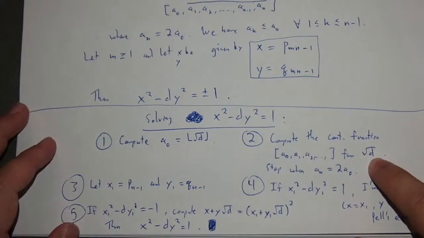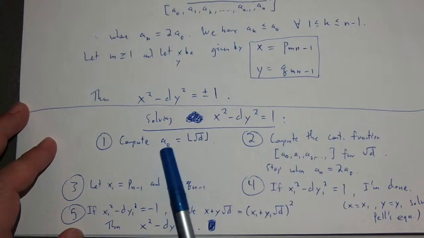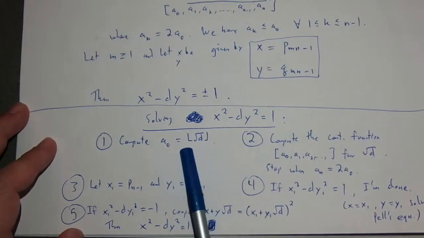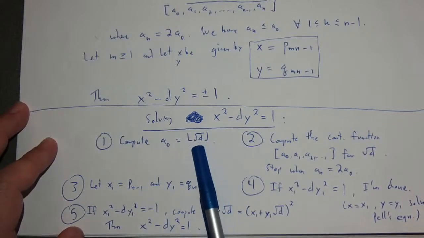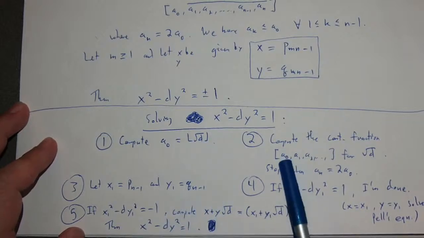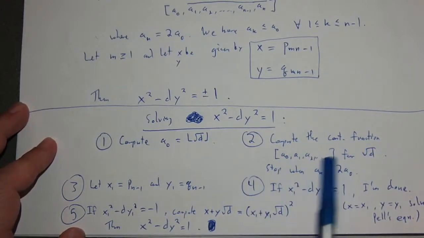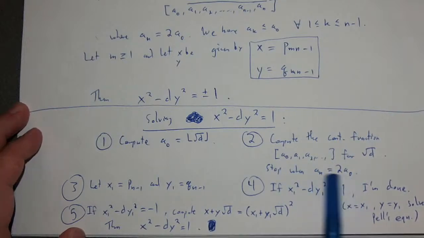So like last time, I start with my a naught. This a naught is just going to be the greatest integer less than square root of d, right? I'm just applying the floor function here to square root of d. So second step, I compute the continued fraction, whatever it is. It's going to be periodic. It's guaranteed to be.